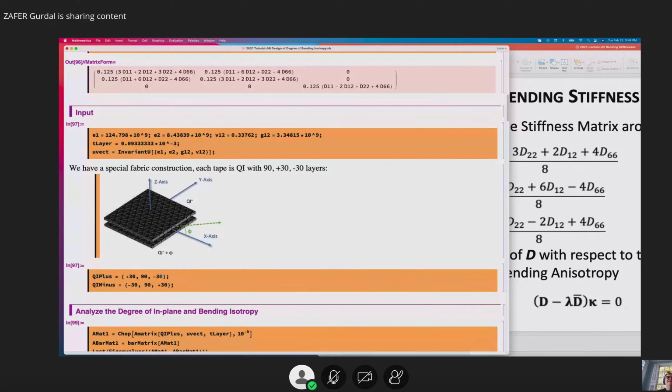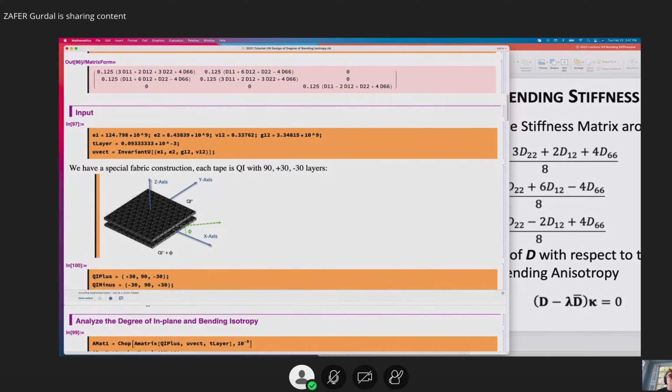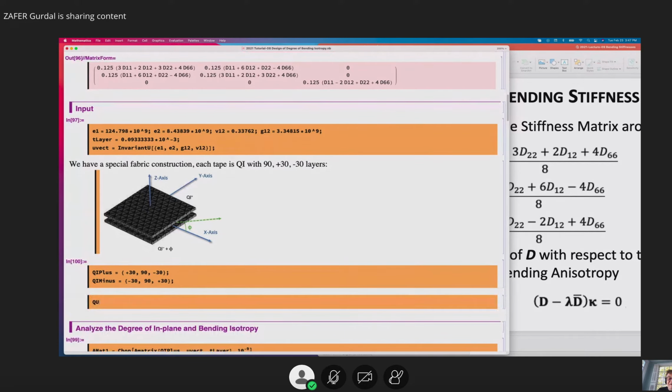To be able to do symmetric, mid-plane symmetric laminates, you have to create another fabric from your plant, which we will call QI minus. And that layup is also quasi-isotropic, but it has minus 30, 90, plus 30. Okay? And when you put these things together, then you get a quasi-isotropic laminate with two layers of their fabric. In terms of distinct orientation, there are 6 layers. Plus 30, 90.